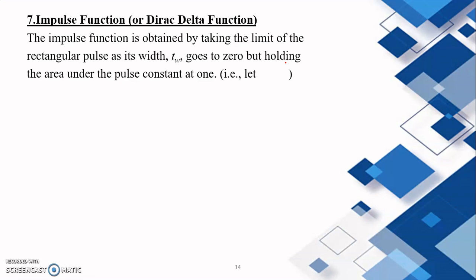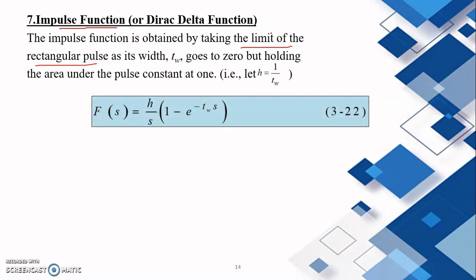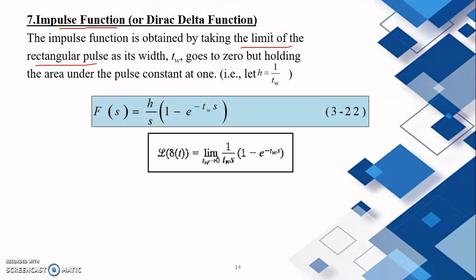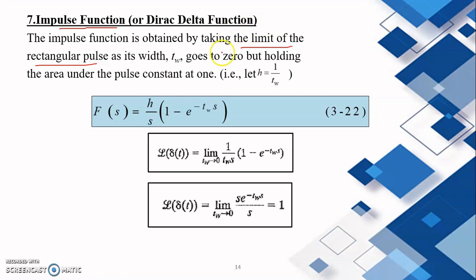Okay, the next one is the impulse function, or Dirac delta function. So what is the impulse function? Just now we had the rectangular pulse. When we take the limit of the rectangular pulse, we call it an impulse function or Dirac delta function. So in this case, we take the limit of the rectangular pulse function just now. When we have the limit, the function is written with this symbol, which we call the Dirac delta.